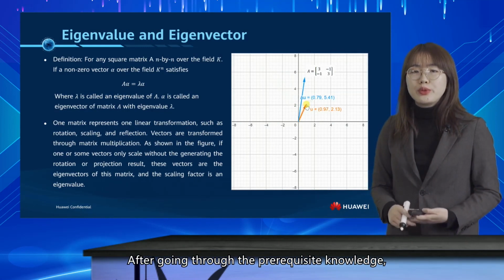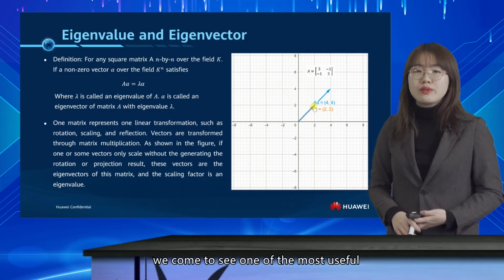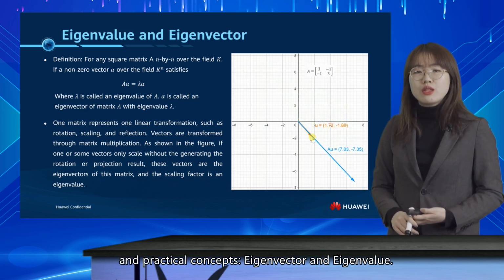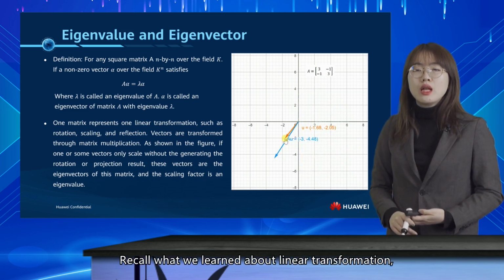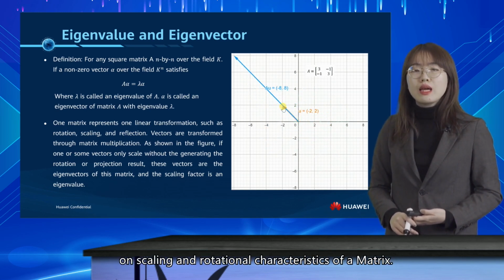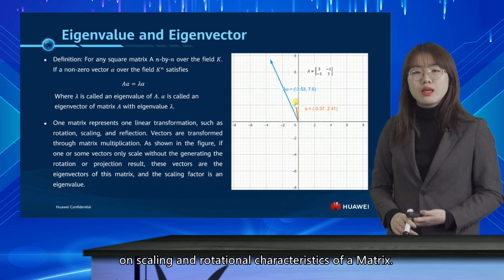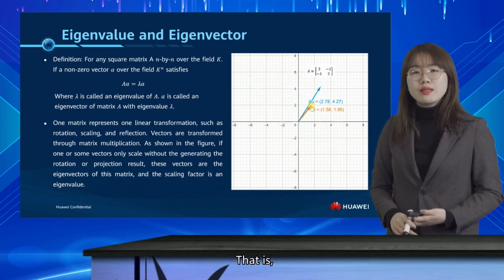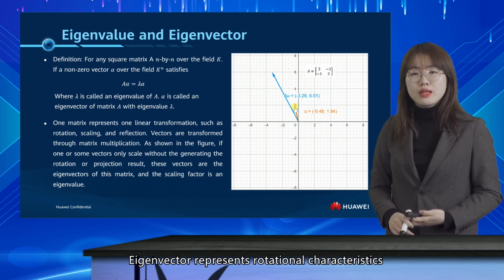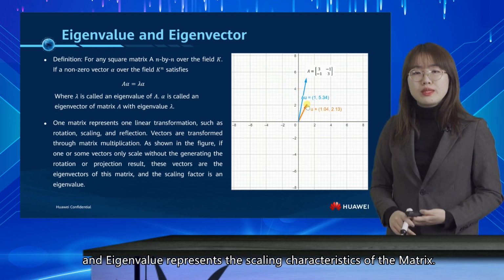After going through the prerequisite knowledge, we come to one of the most useful and practical concepts, eigenvectors and eigenvalues. Recall what we have learned about linear transformation: eigenvector and eigenvalue can give us information on the scaling and rotational characteristics of a matrix. That is, the eigenvector represents the rotational characteristics and the eigenvalue represents the scaling characteristics of the matrix.